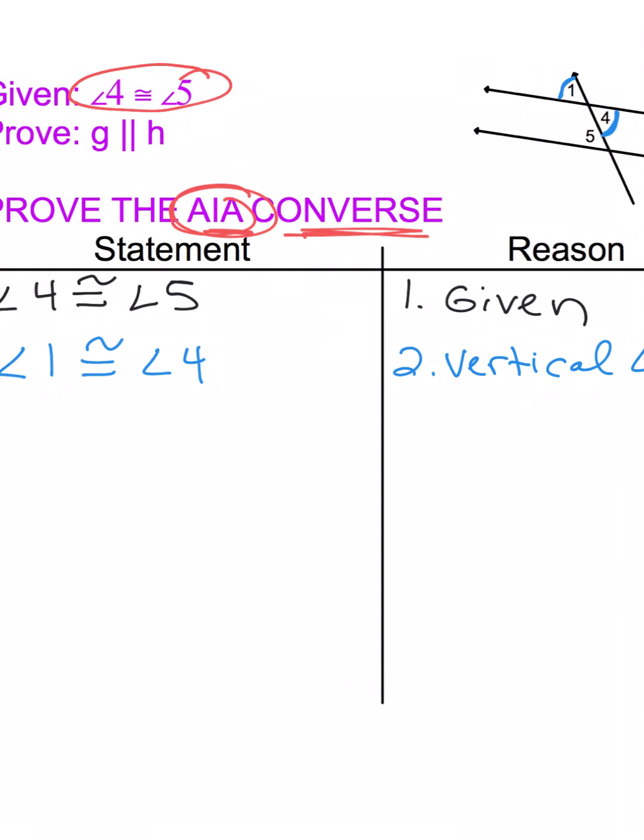Okay, so just like last chapter, we use the transitive property. Okay, so if we look at this, do you see anything that repeats itself? 4, right? So I can go ahead and use a transitive property to state that angle 1 is congruent to angle 5.